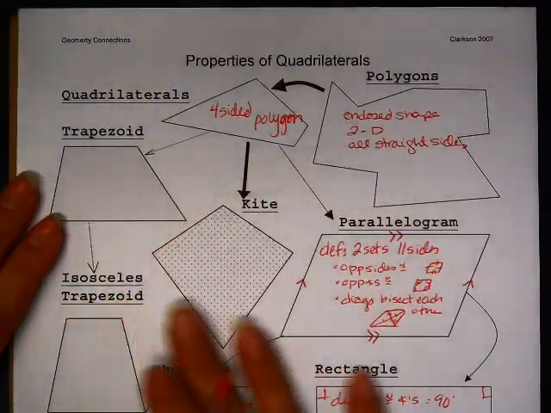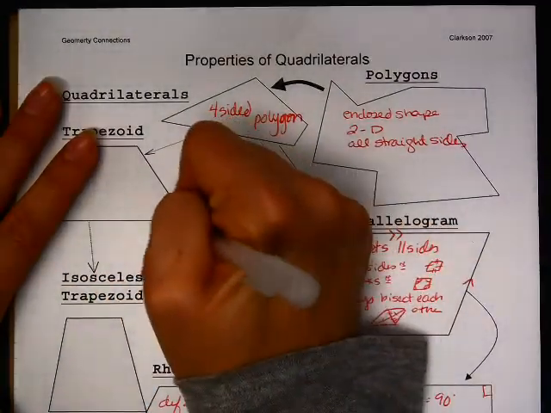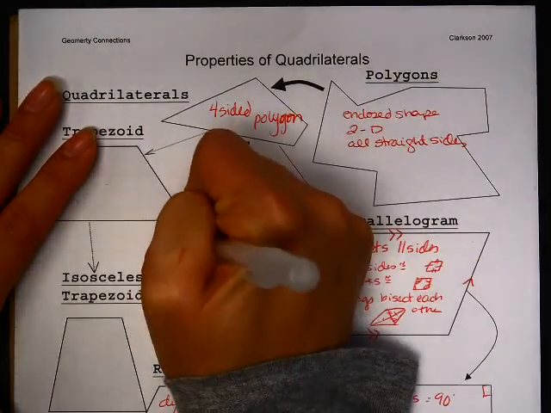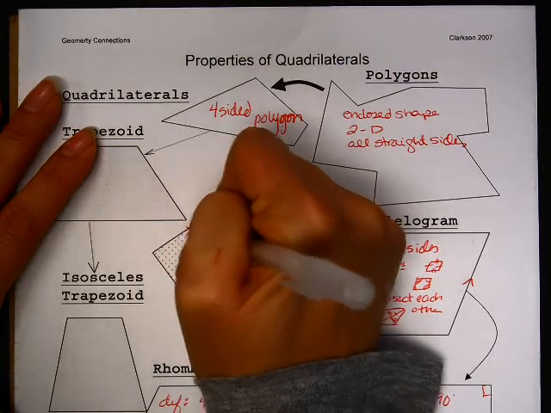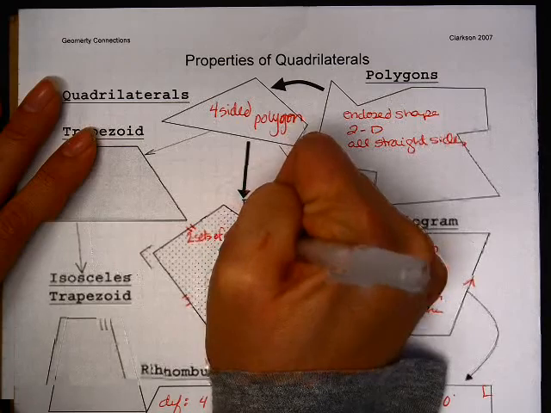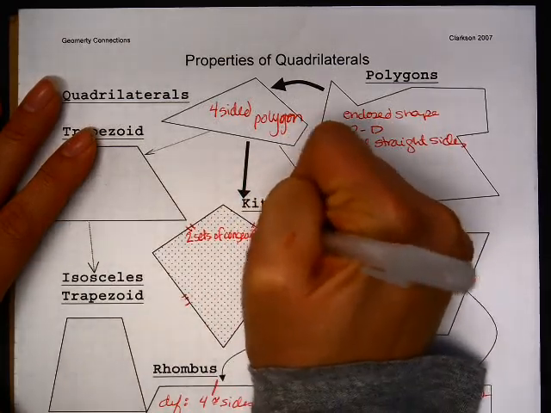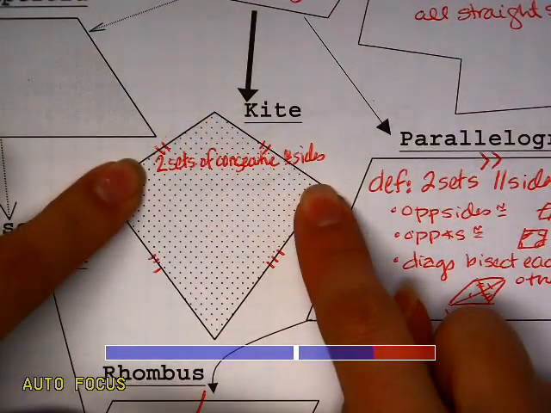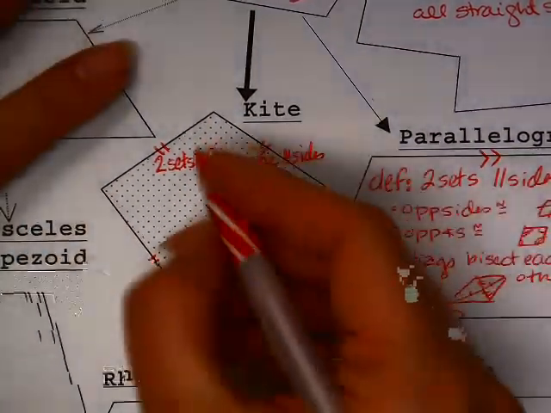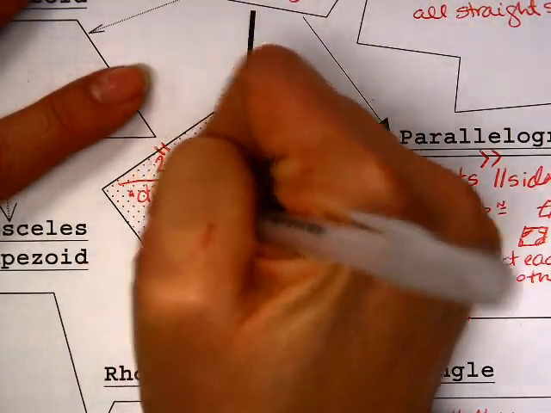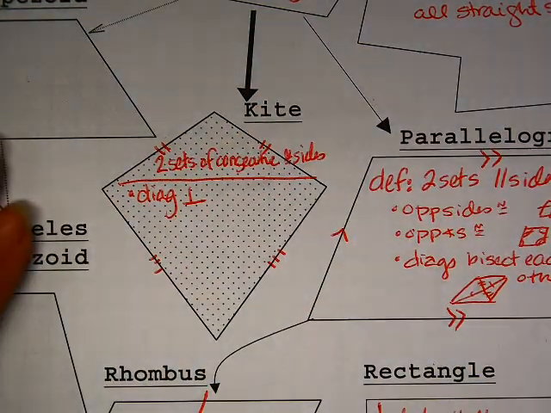So then we have a kite. A kite is this, where we have two sets of consecutive congruent sides. And what we mean by that is these are one right after another, and these are one right after another. So that's what we have. These guys here, we have that also the diagonals are perpendicular to each other, just like our rhombus.